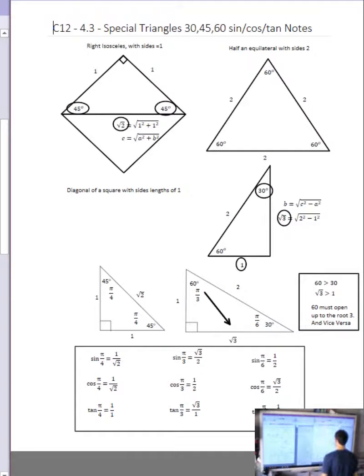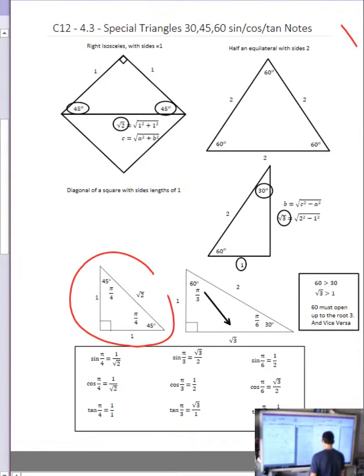Okay, a little bit more notes, and again I have the notes up in front. So where did these special triangles down below come from? Well, let's start in the top left corner.